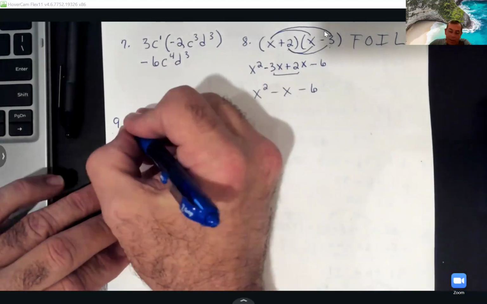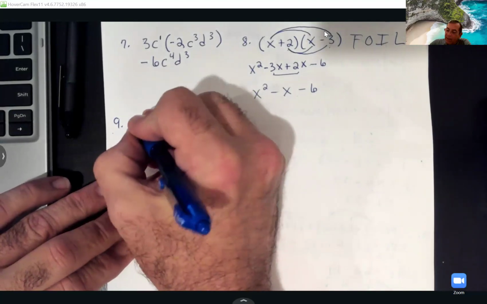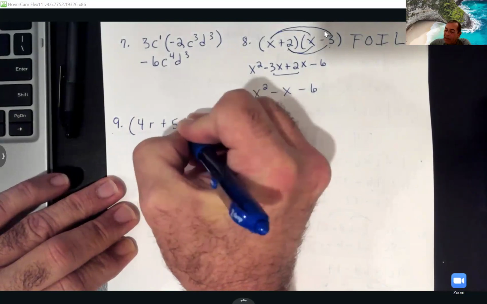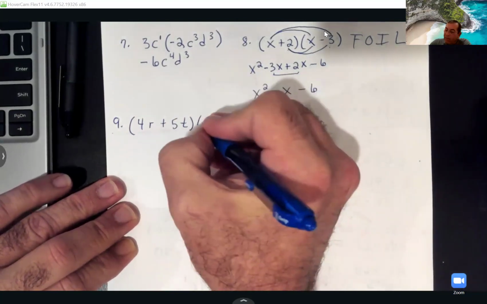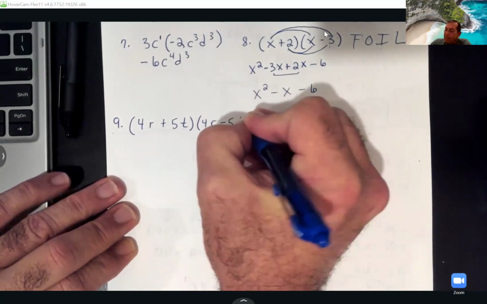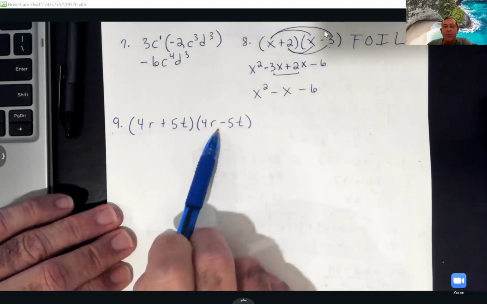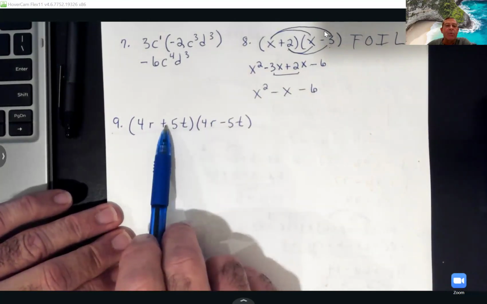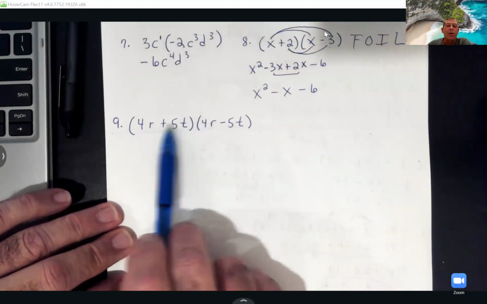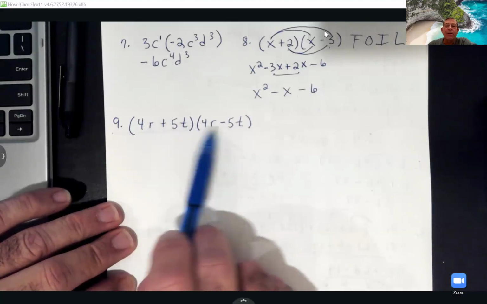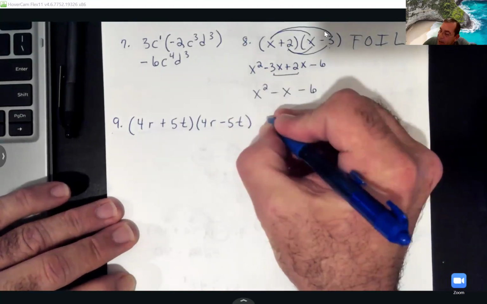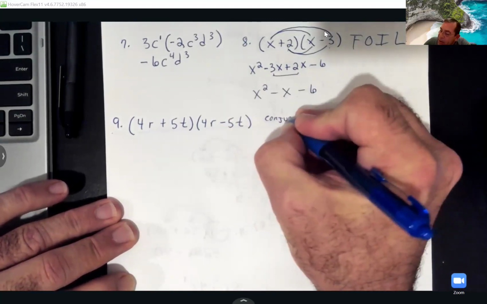All right, so let me try one like this. 4r plus 5t, and this will be a 4r minus 5t. Y'all see that these are exactly the same except for one's being added and one's being subtracted. These are what we call conjugate pairs. They look the same other than the operation. One will be added and one will be subtracted. So we call these conjugate pairs.